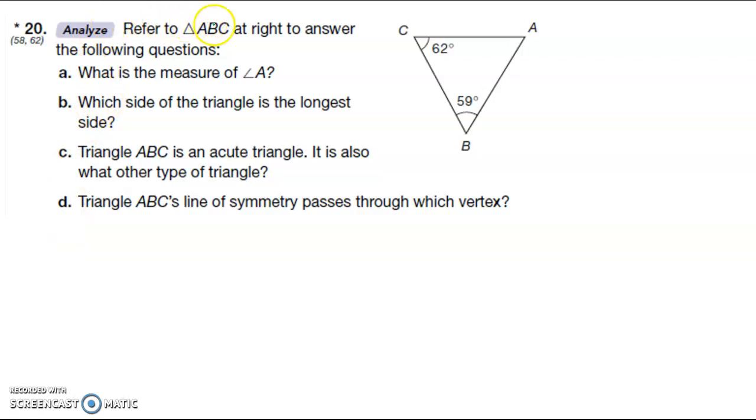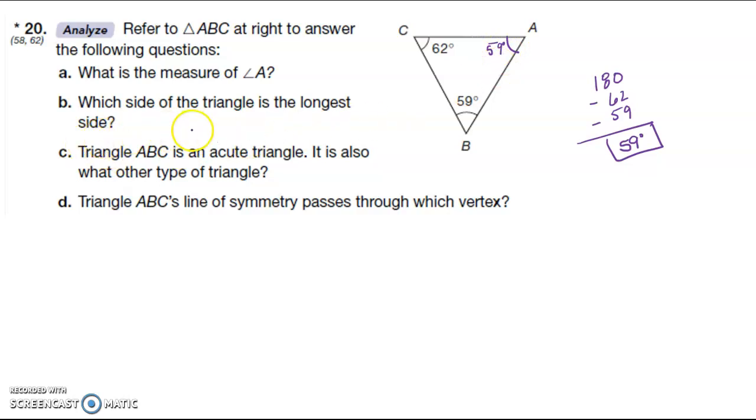Okay. Refer to triangle ABC at the right to answer the following questions. What is the measure of angle A? So we're trying to find this, and I have 2 of the other angles. I know that all angles of all triangles everywhere add up to 180. So I'm going to subtract 62, and I'm going to subtract 59 and see what I get. 180 minus 62 minus 59 is 59 degrees. So that's A.